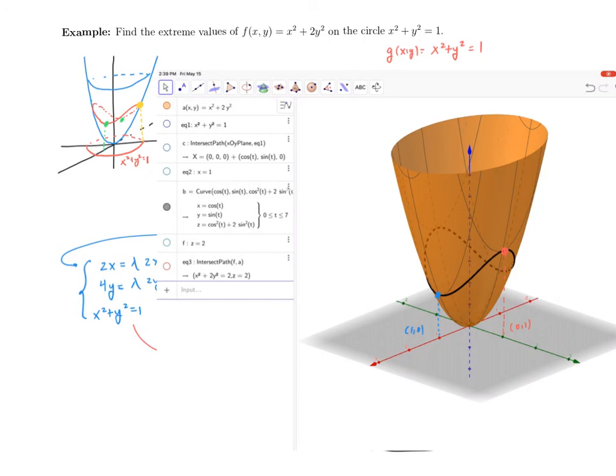So hopefully that gives a bit more geometric intuition. In the upcoming videos, we will spend our time practicing just more and more examples of this method of Lagrange multipliers.